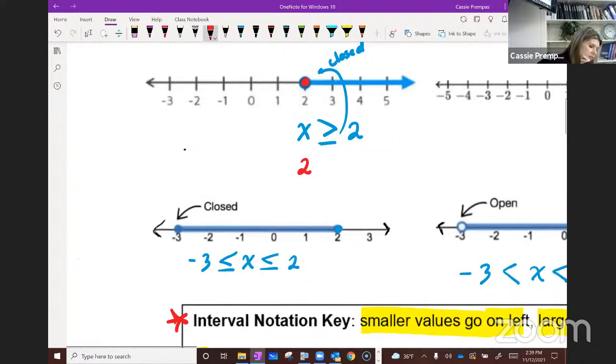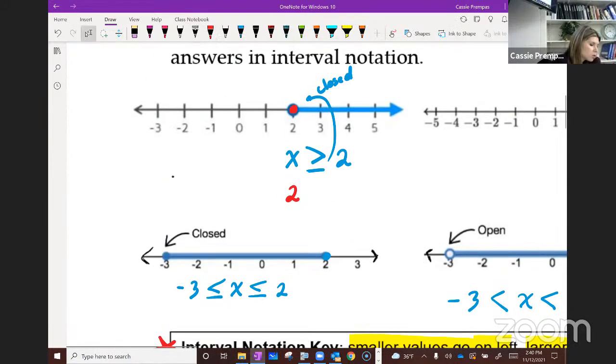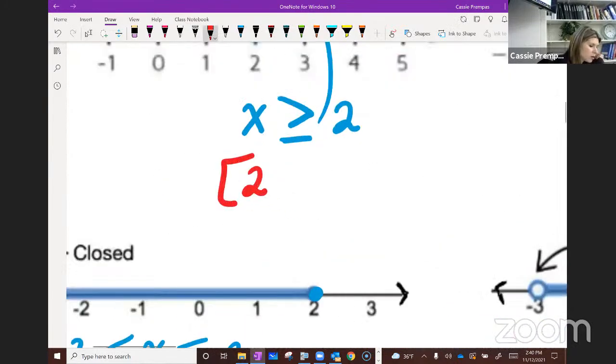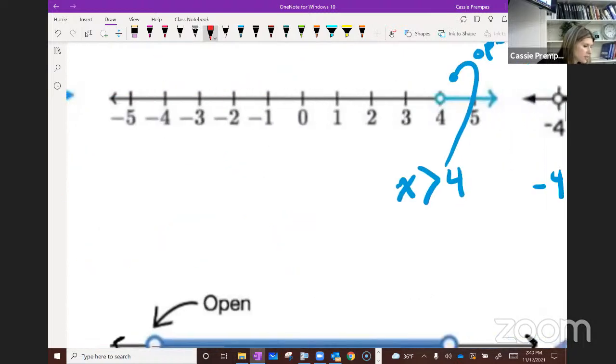Let's see. Parentheses represent open circles. Brackets represent closed. So good. We'll put a bracket around the 2. And then where do the values go to? Infinity. They keep going past 5, 6, 7, 8, and on. So I'd say the numbers go from 2, comma, that means they go to infinity. And then you always put a parentheses around an infinity symbol. I'll tell you guys why really after we get to the 6th example. On to the second example.